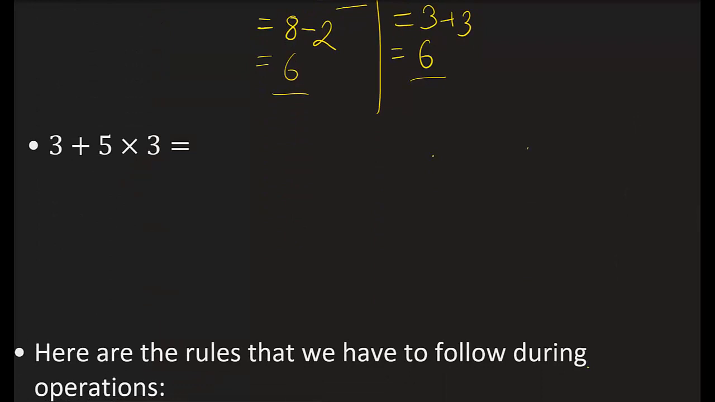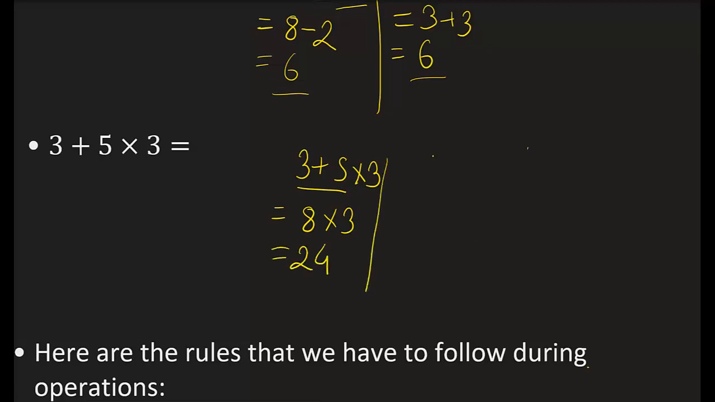Now in the next one, it's written 3 plus 5 times 3. Now we can do this in two ways. First, let's write 3 plus 5 times 3. Now we'll just add both of these. 3 plus 5 is equal to 8. Now when we multiply it by 3, we will get 24.